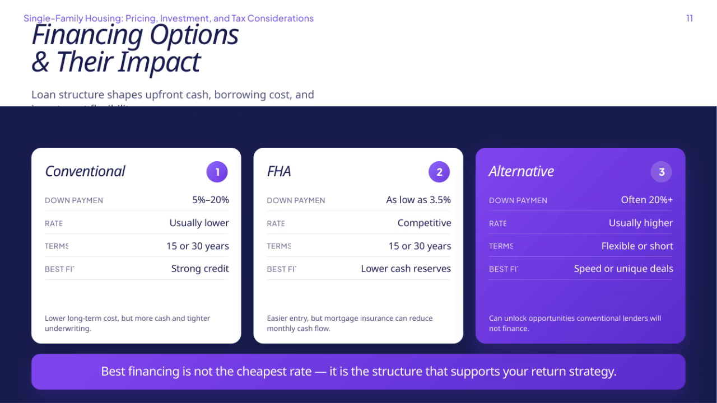Finally, alternative loans often require a down payment of 20% or more and have higher interest rates. These loans tend to be more flexible or shorter in term length and are best for those looking for speed or unique financing solutions. Alternative loans can unlock opportunities not typically available through conventional lenders.